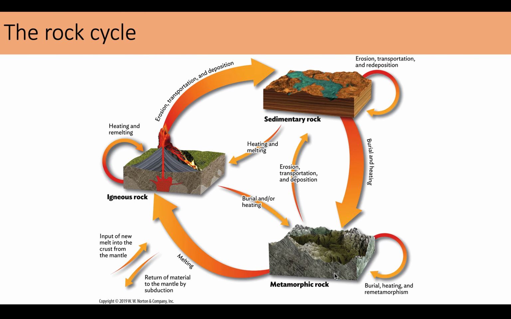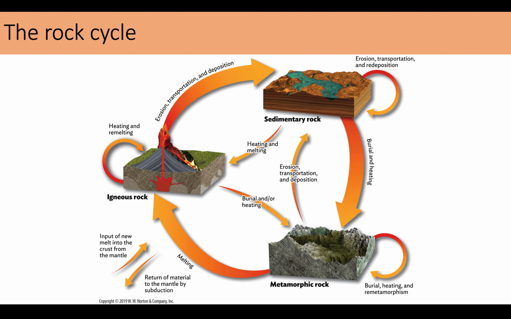So to get started, let's look at the rock cycle as a whole. Here is a graphic showing our three main rock types. We have igneous rocks here, sedimentary rocks here, and then here we have metamorphic rocks. The rock cycle is called a cycle because it is constantly cycling. Each rock type can turn into the other rock type depending on what it goes through.